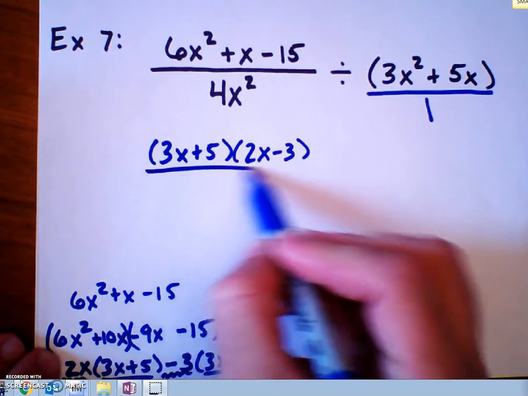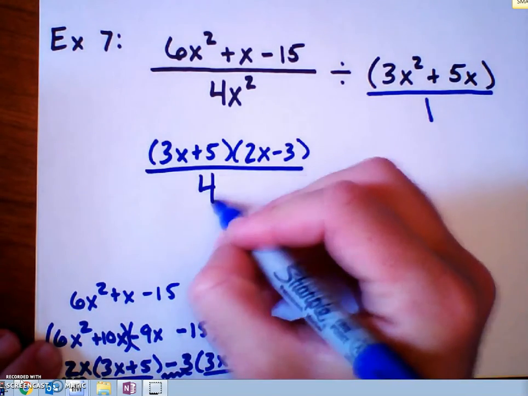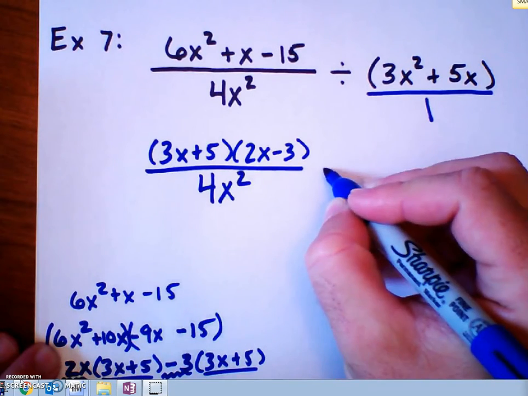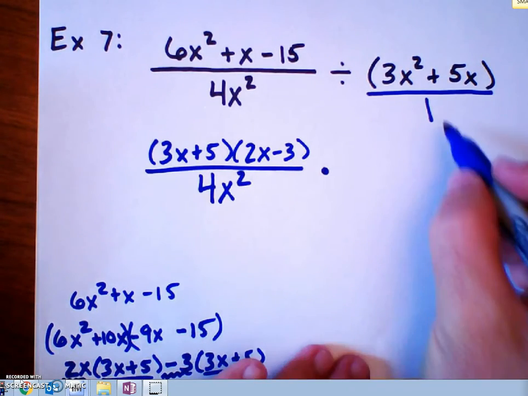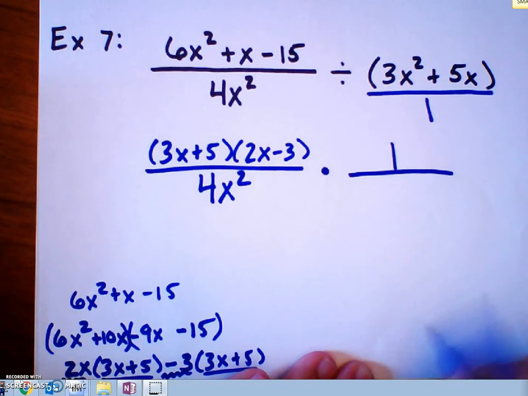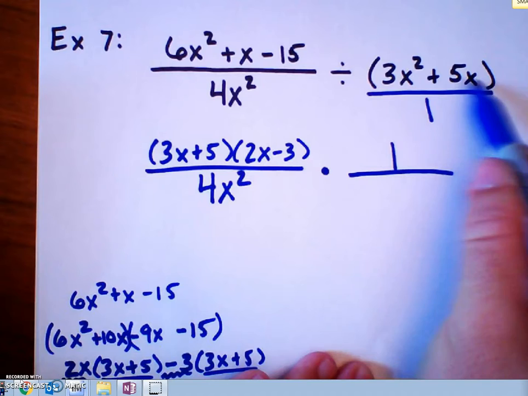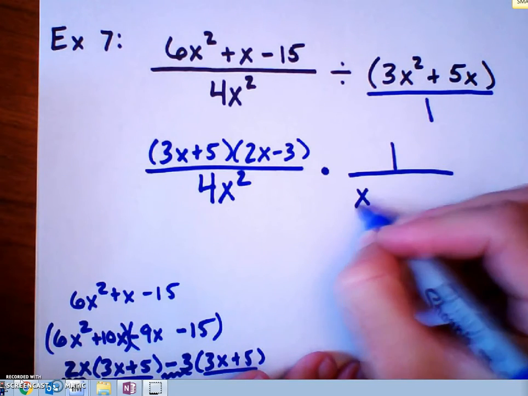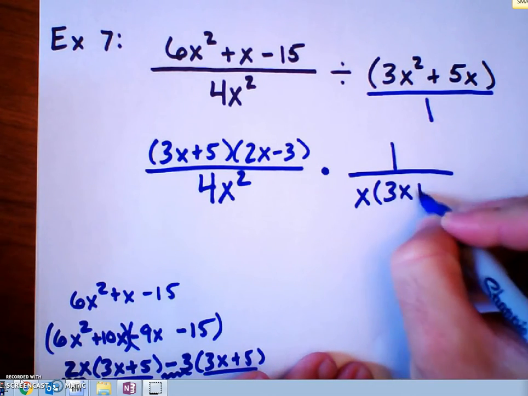The bottom left, 4x squared, cannot be factored. It's just a single term. I'm going to change this to multiplication, which means that what was on the bottom, which is a 1, is now going to go on top. And then I can take out an x between those two terms, and I'm left with 3x plus 5.